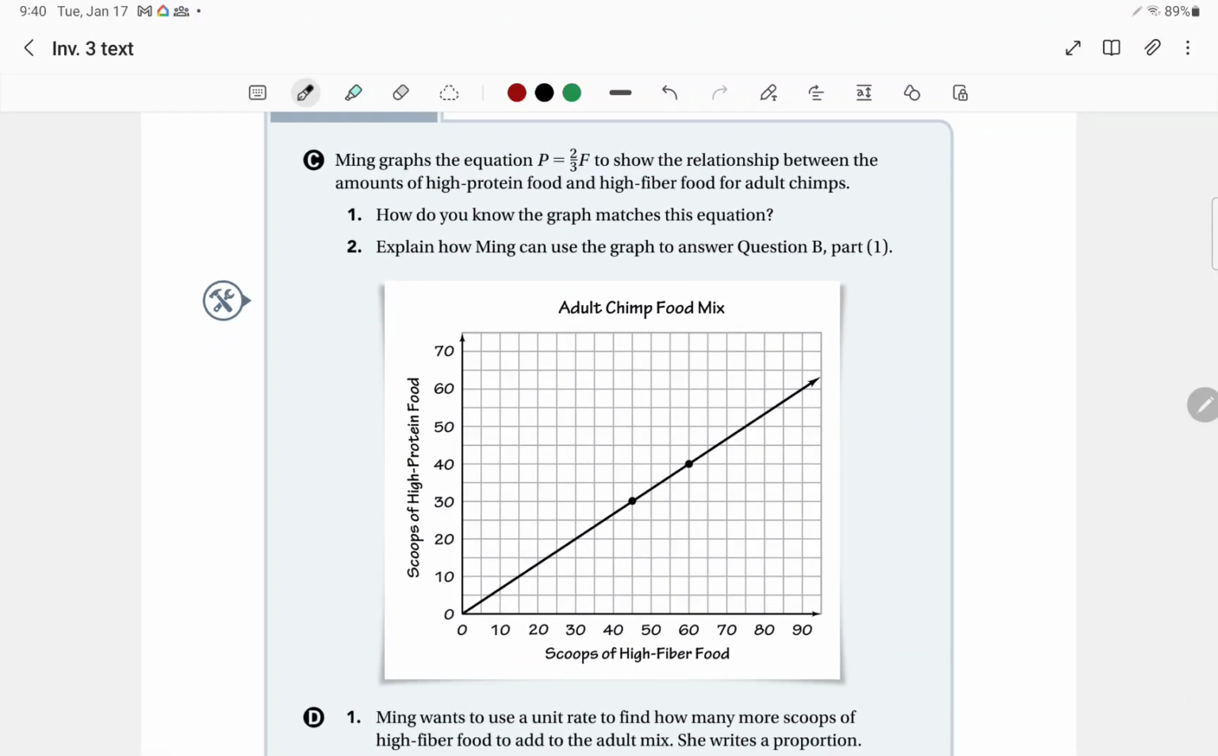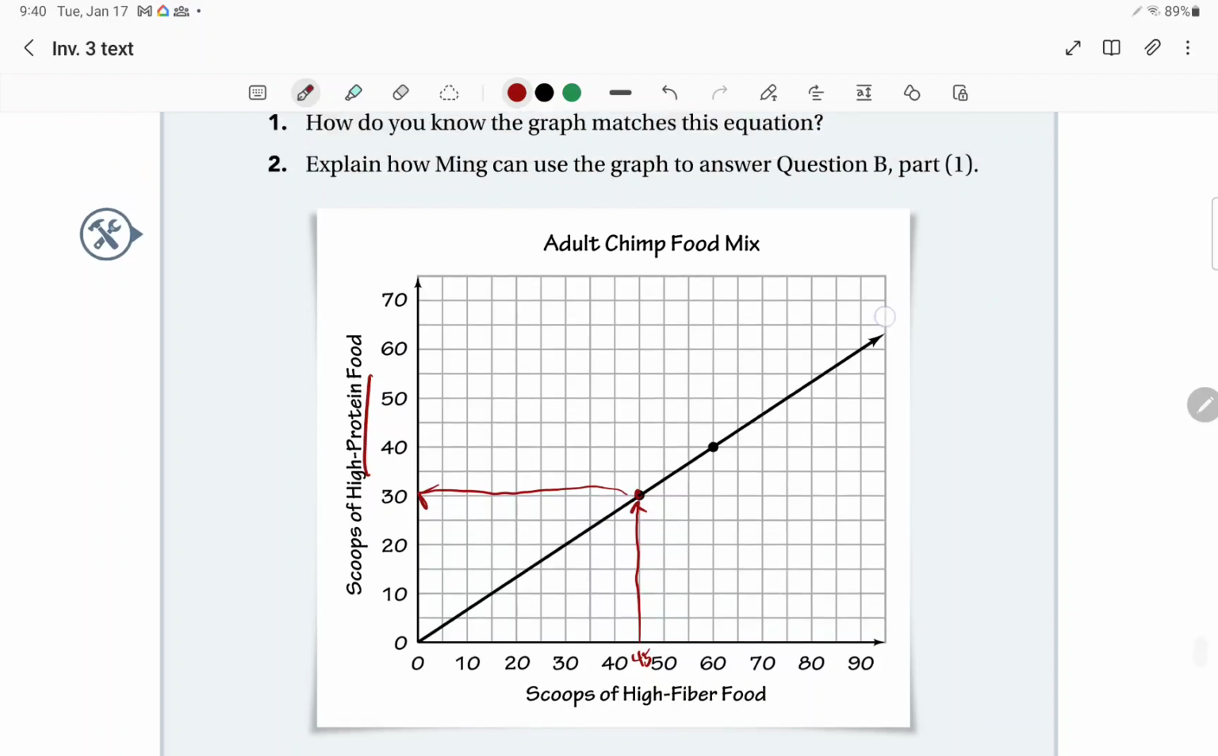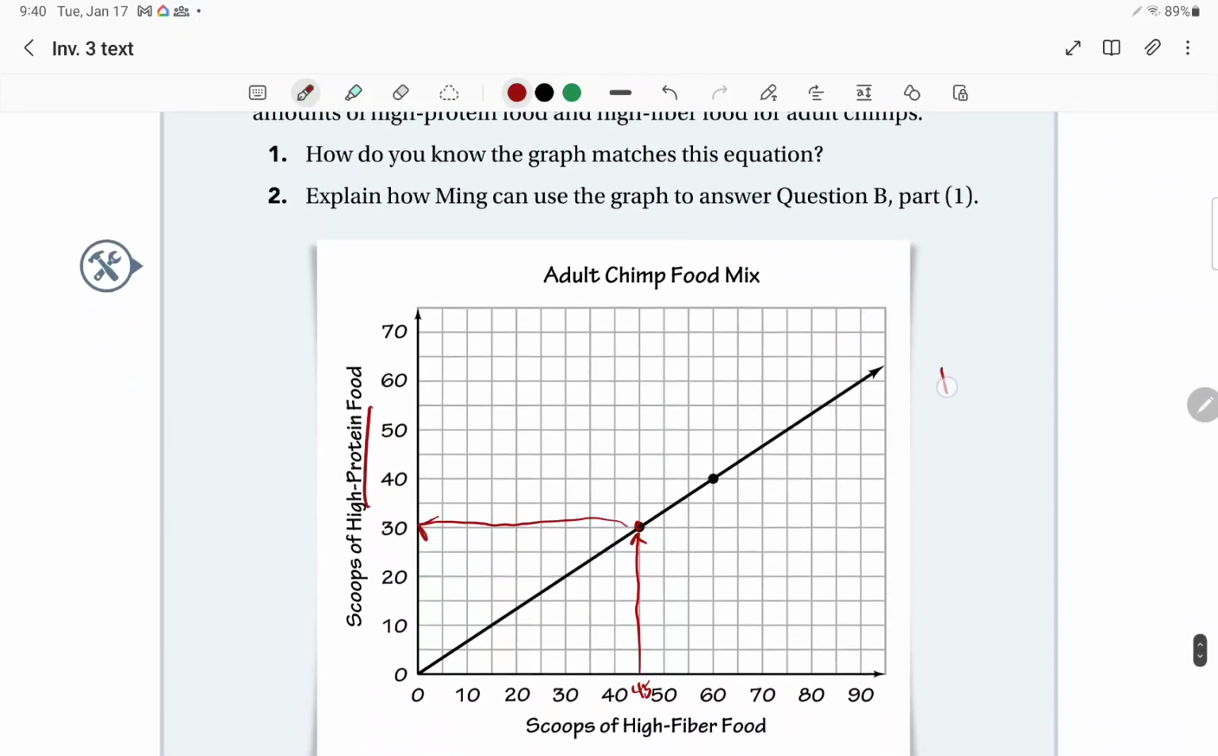Again, on C, how do you know the graph matches the equations? Probably the easiest way is to plug values in. For example, we already have a value here on the graph. This is 45. If you go straight up and then straight over, our protein should be at 30 scoops. So let's test it. P should be equal to 2/3 of F.